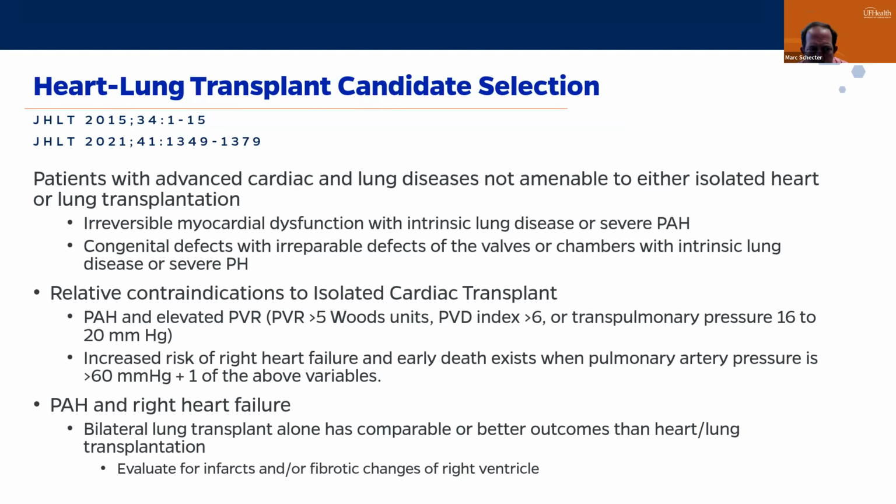And again, when we talked about pulmonary arterial hypertension and right heart failure, as I said before, there are studies that show that lung transplant alone has comparable or better outcomes than the heart-lung transplants itself. But importantly, on the adult side, they talk about needing to evaluate for infarcts or other fibrotic changes of the right ventricle, which may change the risk-benefit of lung alone versus heart-lung.